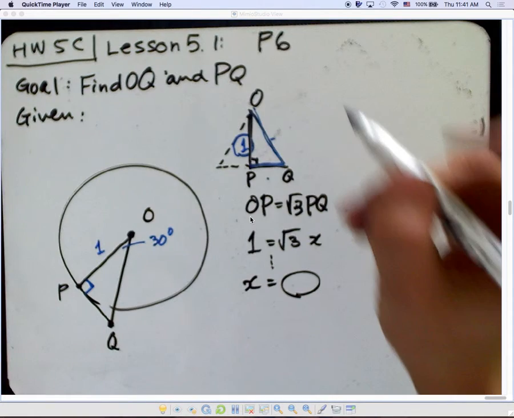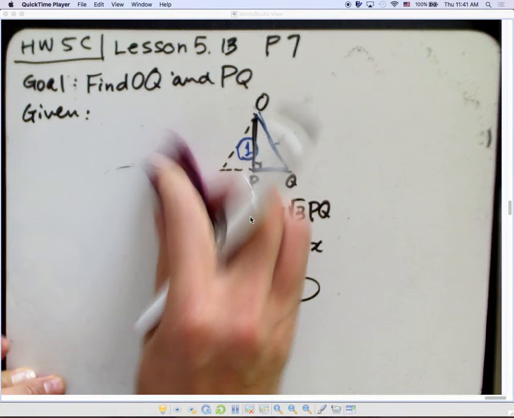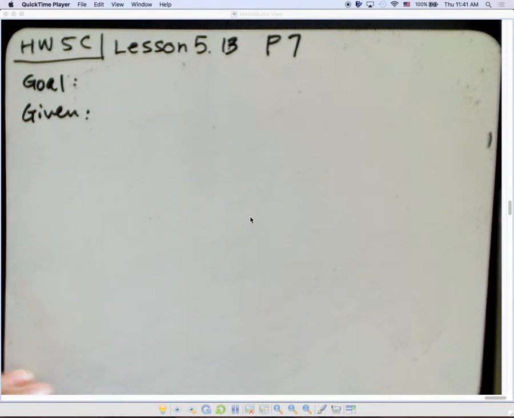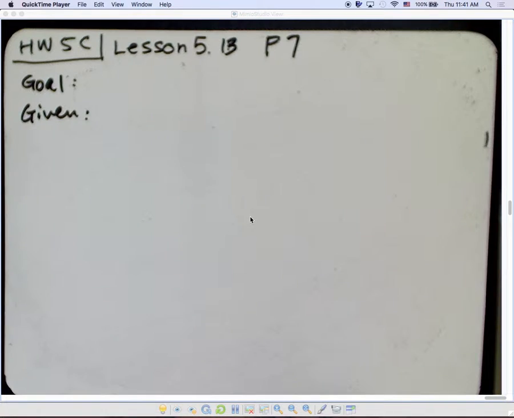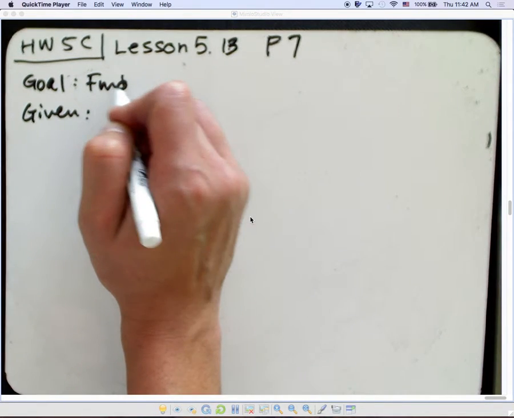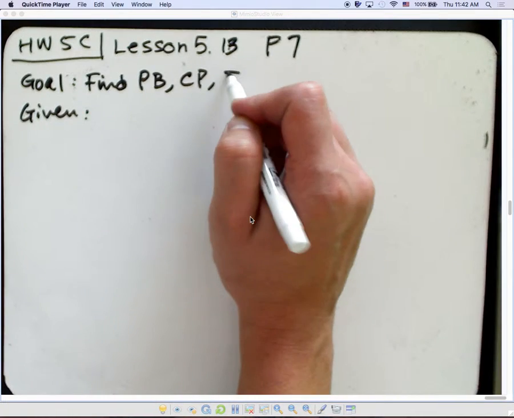Let's do one more, which is 513, Lesson 513, problem number 7. Two chords, segment AB and segment CD, through a point P inside a circle, measured 7 centimeters and 13 centimeters respectively. If AP equals 3 centimeters, find PB, CP, and PD. So those are the goals.